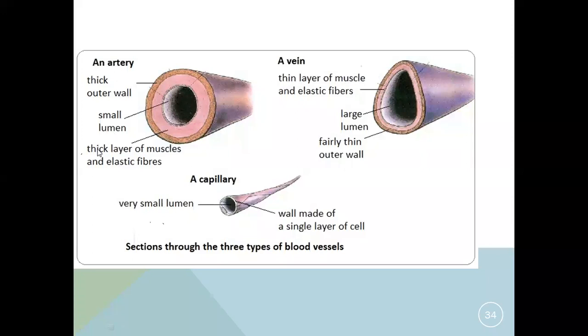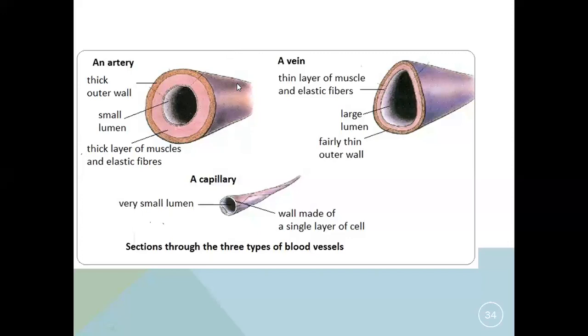Here, there is a thick wall of muscular and elastic fiber. Here the muscular wall is thick. Here it is thin. Elastic fiber is also less as compared to artery. So this is the difference between these two. Now our question is related to artery. So what are the adaptations of this artery?